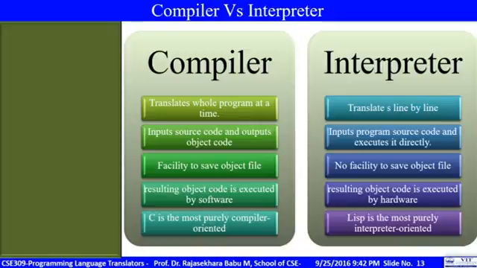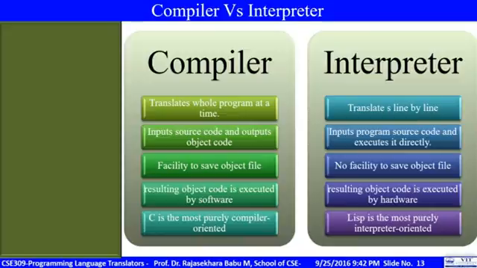That means both phases happen for every statement. In the case of a compiler, the compilation process happens for the whole program, followed by the execution process. Whereas in the interpreter, for every statement, the compilation process and execution process take place one after the other. The resulting object code is executed by software in an interpreter, whereas the resulting object code can be executed by the hardware in a compiler. C is the most purely compiler oriented. Lisp is the most purely interpreter oriented.